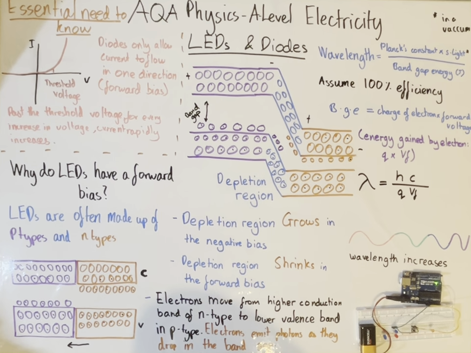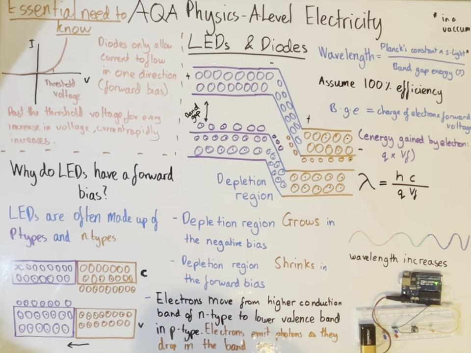So now what we need is a potential difference supplied by a battery, and this voltage in the forward bias is required to shrink the depletion region. So our depletion region, this is where it's really hard for the electrons to pass over from the n-type to the p-type. And this is why when we have our forward bias, the depletion region shrinks.